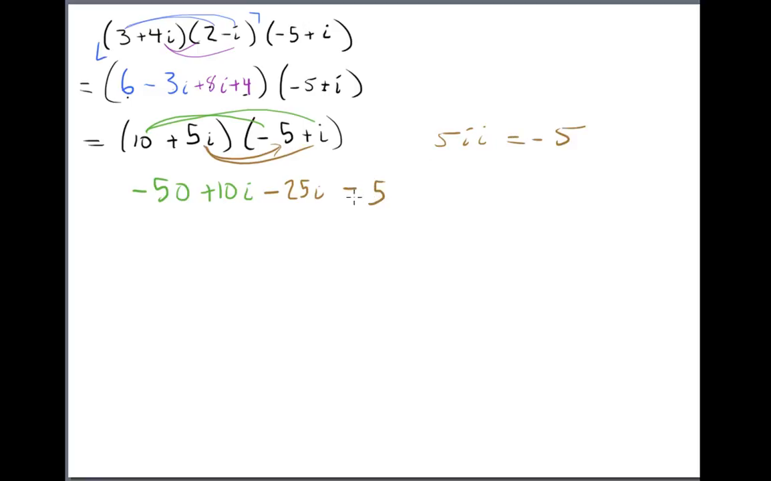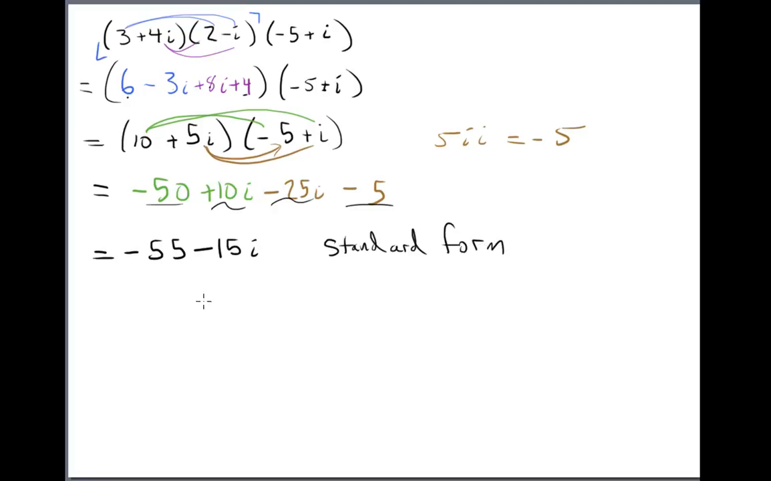So minus 5. And then let's do our combining here. Minus 50 minus 5, that's a negative 55. Plus 10i minus 25i, that's minus 15i. Great. That's our product, again, in standard form, where we have a real part and a complex or imaginary part.